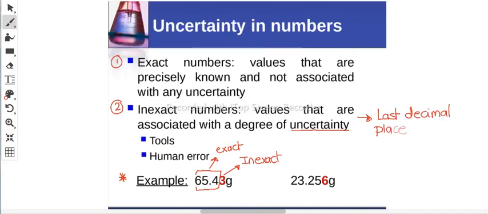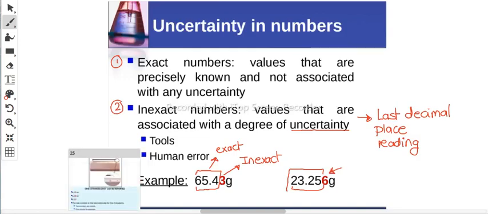We have now another example of another value, also a mass, which is 23.256. You can find that the exact numbers are 23.25. All of them are considered as being exact. But the last decimal reading, which is the number 6, is the inexact number reading. The uncertainty comes from this inexact number reading.